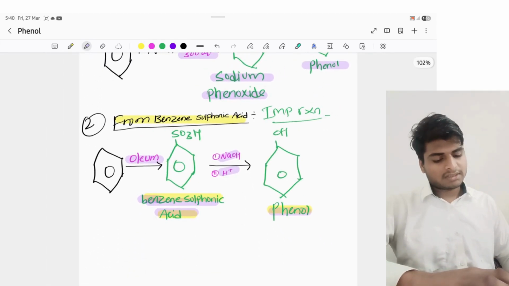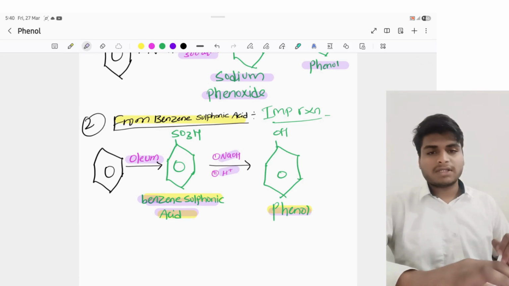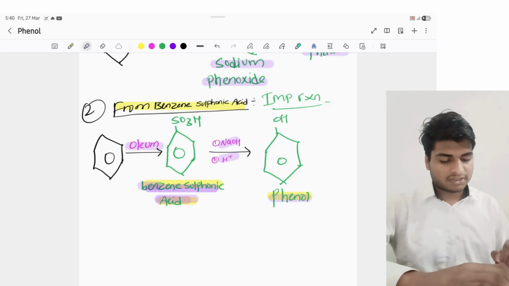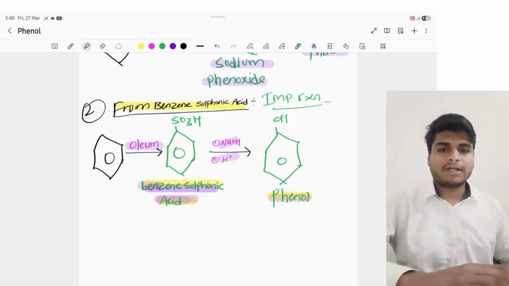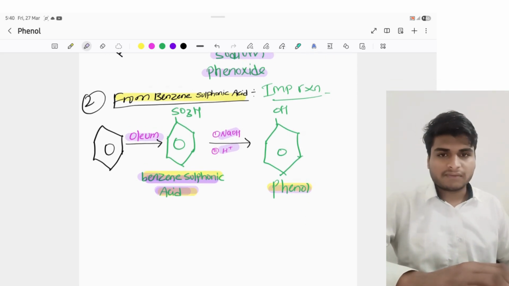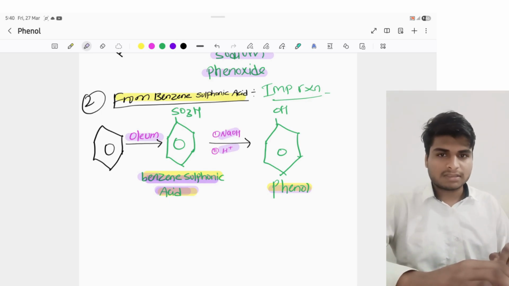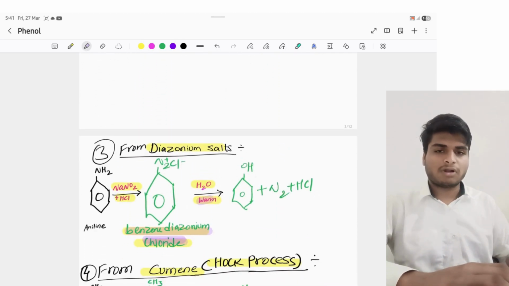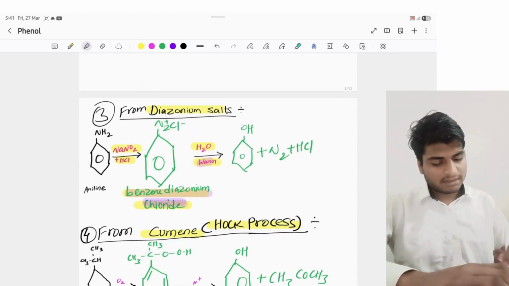And from benzene sulfonic acid: when benzene is treated with oleum, the result is benzene sulfonic acid. Upon treating it with sodium hydroxide and then acidifying it, phenol is formed. This is an important reaction. After some time I will solve the questions and we will see it.